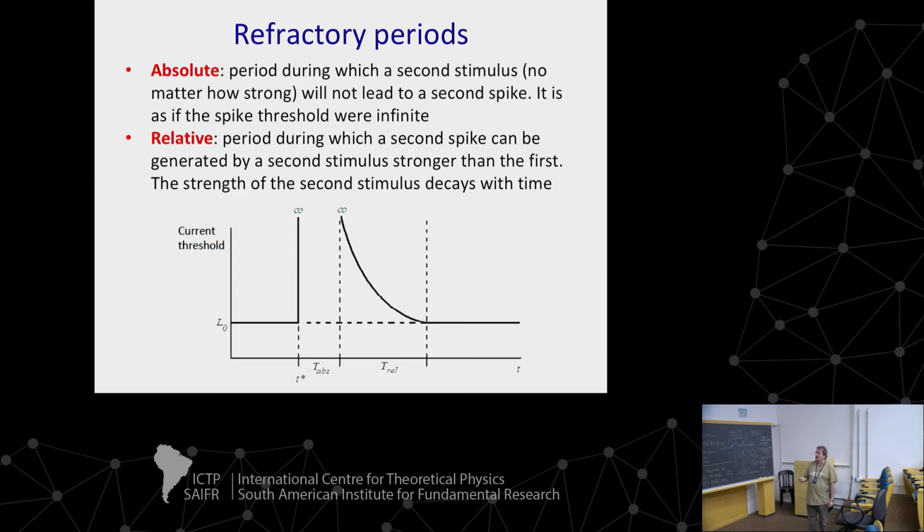And then there's a relative refractory period, which is a time during which it is again possible to generate an action potential, but you need a stronger current. And the amplitude of the current needed decays with time until, after the end of this time, the initial current that you used to obtain the first action potential can also generate an action potential. So there's a refractory time in which initially it's impossible to generate an action potential, and then it's more difficult but still feasible.